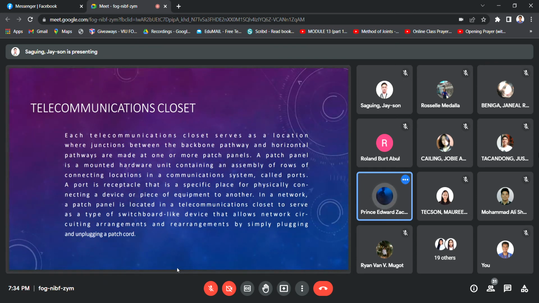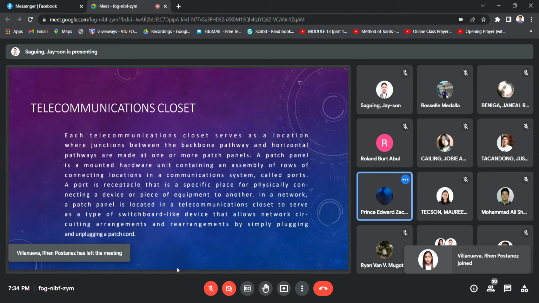called ports. A port is a receptacle that is a specific place for physically connecting a device or piece of equipment to another. In a network, a patch panel is located in a telecommunications closet to serve as a type of switchboard-like device that allows network circuiting arrangement and rearrangement by simply plugging and unplugging a patch cord.